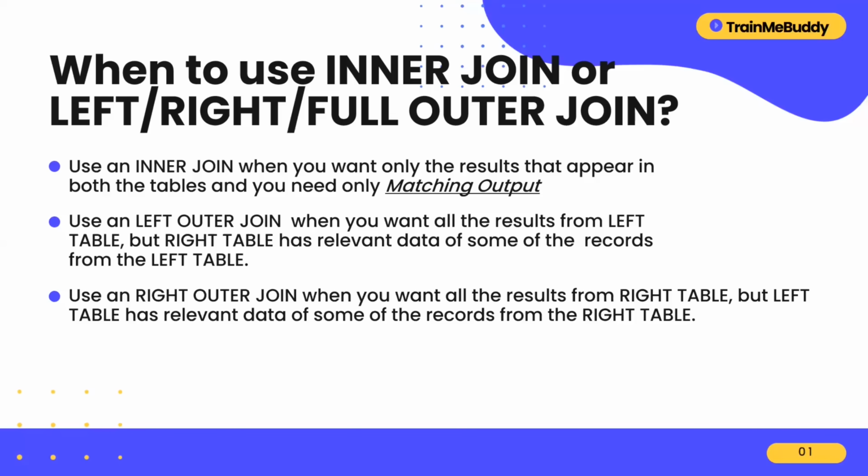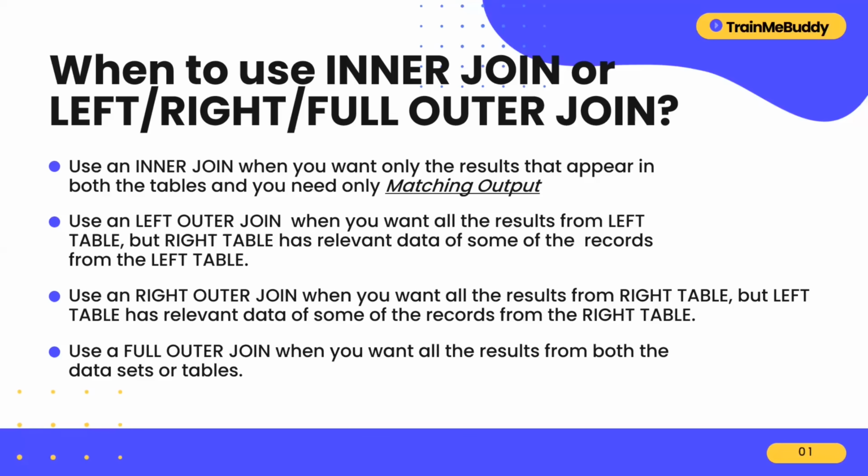Use a right outer join when you want all the results from right table, but left table has relevant data of some of the records from right table. For example, if you have a requirement in your project to get a report which will be getting the customer information, and optionally if they have a transaction, then you need to use the right outer join between sales and customer table to get the required result set.